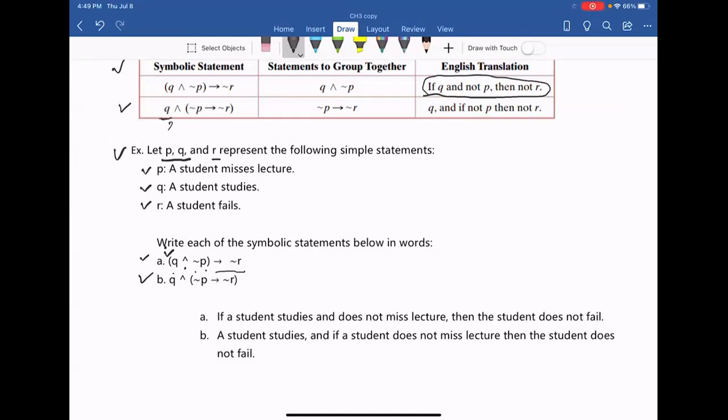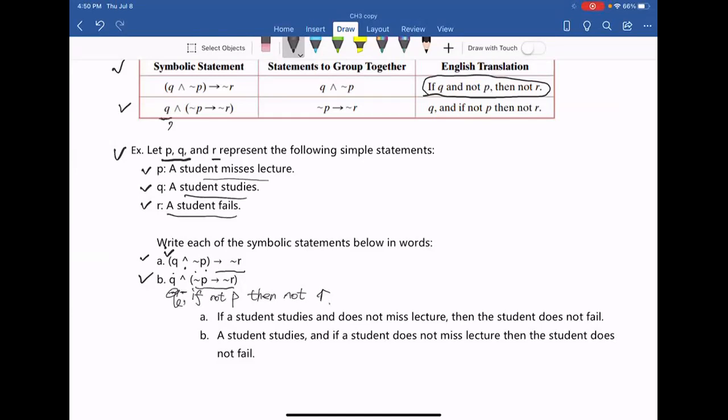Number B. So Q and this part I can say if not P, then not R. You just plug in the statements P, Q, R inside this.